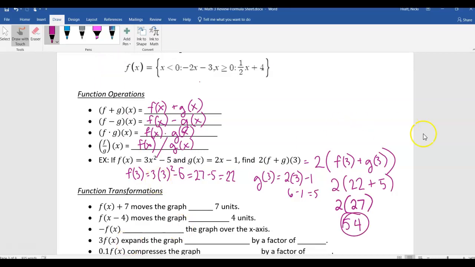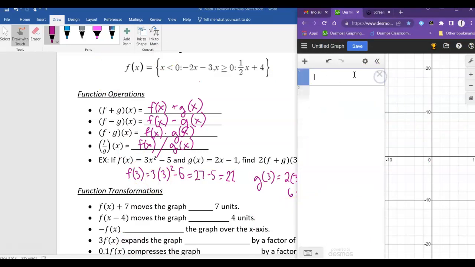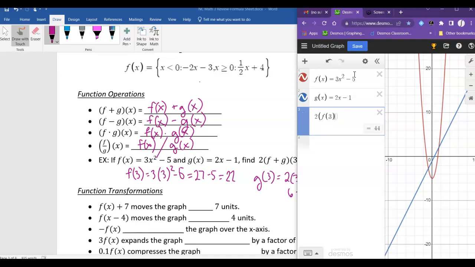You can also do this on Desmos, so let me show you that real quick. If you type in your equations, f of x equals 3x to the second minus 5, and g of x equals 2x minus 1. You have to call them f of x and g of x. It won't do it correctly, I don't believe, if we type it in like that. But if we type it in the way I have it on that second line, like this, it will give you the answer straight off. So that's always an option for this as well.